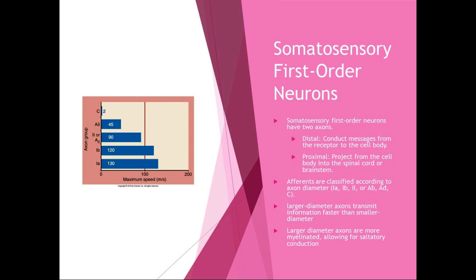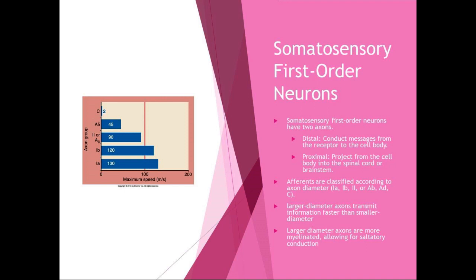So when we talk about projecting with neurons, it means that neuron carries information from one place to another. So if it projects to the brainstem, it carries information from where it is to the brainstem. If it projects to the spinal cord, it carries information from where it is to the spinal cord.